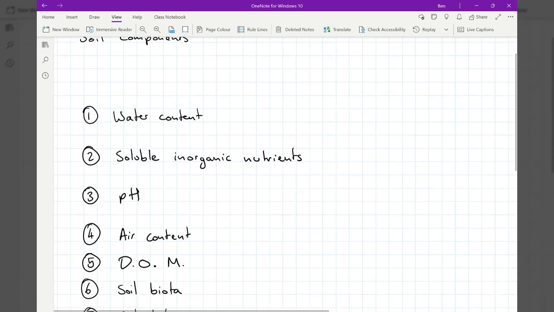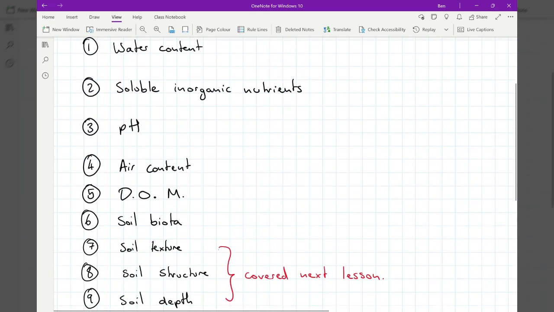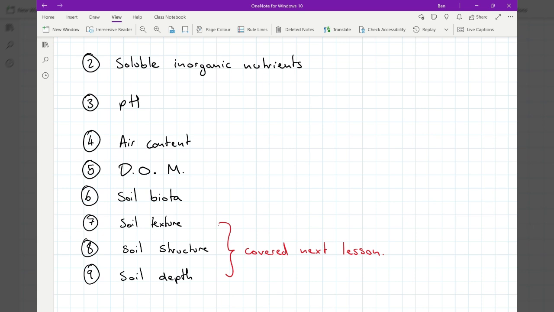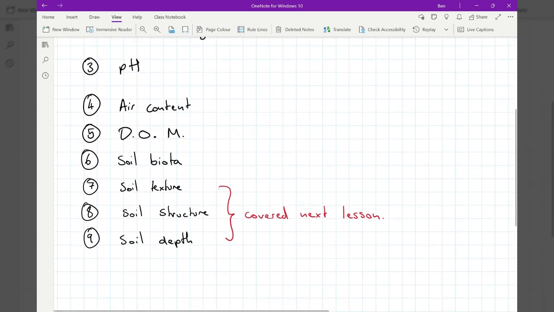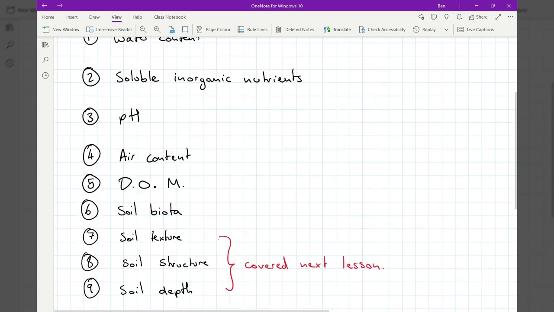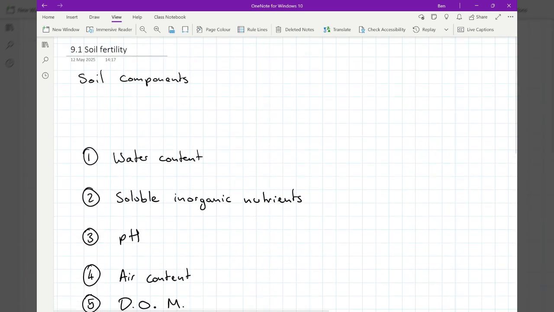Hello, and today we're looking at soil fertility, or parts of the soil that make it fertile, should I say. To start with, we'll look at soil components in a general overview, and then we'll look at water content, soluble inorganic nutrients, pH, air content, dead organic matter, and soil biota, and then the last three we'll do in our next lesson.